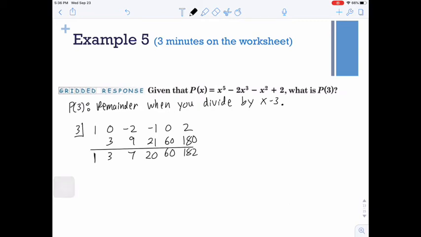So this tells us that p of 3 equals 182, because remember the very last number is your remainder, and p of 3 stands for the remainder when you divide by x minus 3. So p of 3 equals 182.